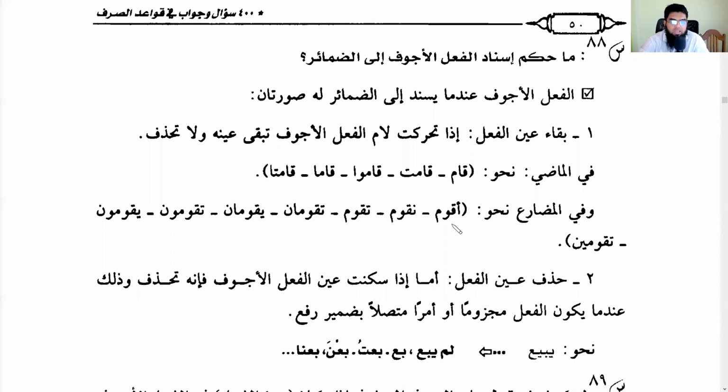Or in the mudari, for example, you're keeping it: aqumu, naqumu, taqumu. You can see the waw, right? I stand, we stand, you both stand, taqumani, yaqumani, they both stand, taqumuna, you all stand, yaqumuna, taqumina, they all stand. So if the lam, the last root letter, has a haraka, we keep the ayn. So the conjugation is qama, qama, qamu, qamat, qamata.